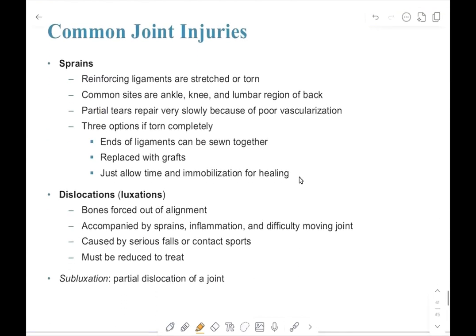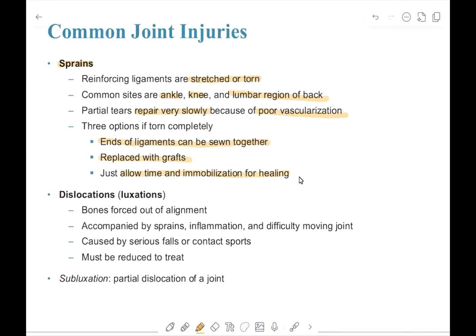Other common joint injuries are sprains, where reinforced ligaments are stretched or torn. Maybe after a car accident, they could sometimes be identified initially with an x-ray. Common sites are ankle, knee, or the lumbar region of the back. Partial tears do repair very slowly because remember, cartilage is avascular, so it has a poor vascularization. So, three options if it's torn completely are that the ends of the ligaments can be sewn together, replaced with grafts, or just allow time and immobilization for healing.